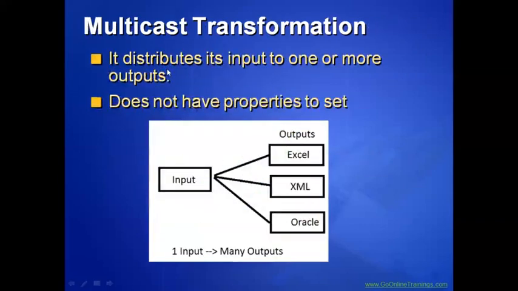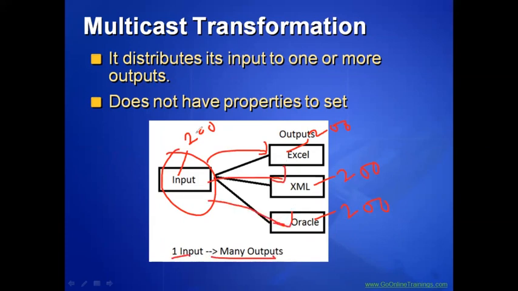The next one is called multicast transformation. One input, I have to send it to multiple destinations. I have some 200 rows here. All the 200 rows will go to Excel. All 200 rows will go to XML. All 200 rows will go to the destination. Same data, copy and pasting here, copy and pasting here, copy and pasting here. One input, many outputs. Multicast we are going to be using.